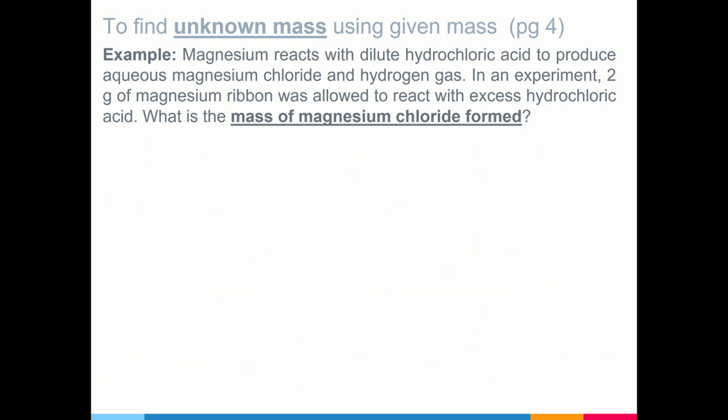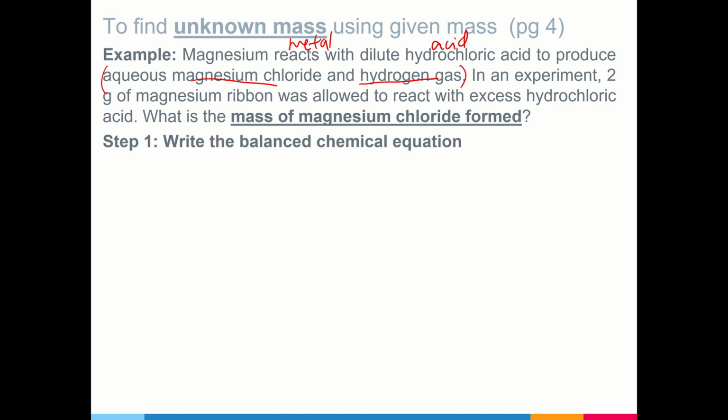So let's try a question, page 4 of your notes. They say magnesium reacts with dilute hydrochloric acid to produce these two. In chemistry, some questions don't tell you the products. If this is a reaction that you have learned, acid plus metal, they will not tell you the products, so you will need to know the reactions. The first step is always to write the balanced equation so that you can get the mole ratio. In this case, acid plus metal forms salt and hydrogen gas.